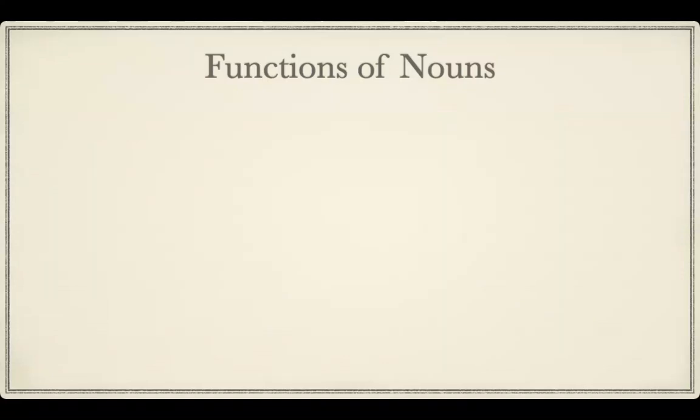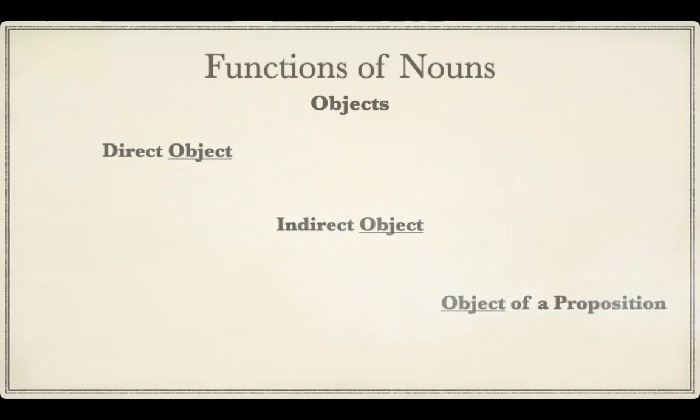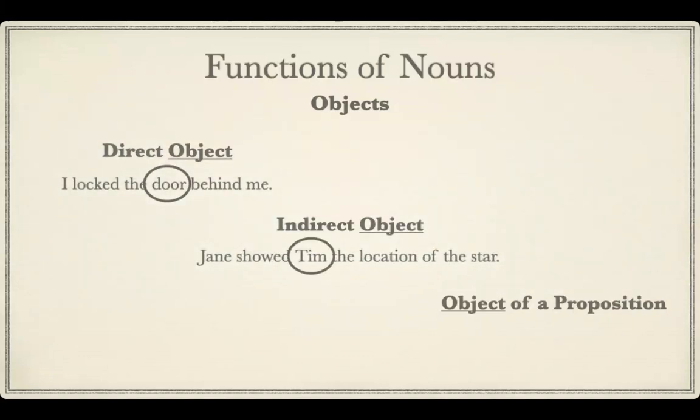Nouns can also be used as objects: direct objects, indirect objects, and objects of prepositions. A direct object receives the action of the verb, as is seen in this sentence: I locked the door behind me. An indirect object receives the direct object, as is seen in this sentence: Jane showed Tim the location of the star. An object of a preposition completes the meaning of what we call a prepositional phrase, as is seen right here in this sentence. The gifts were placed in the trunk.